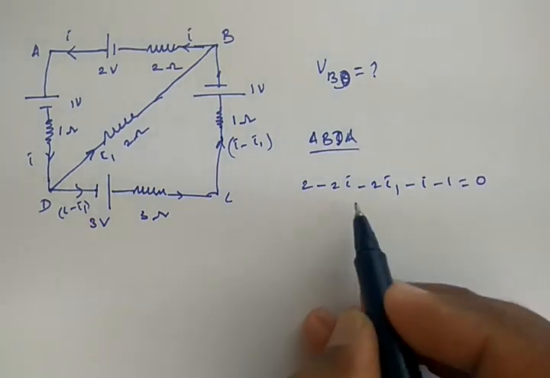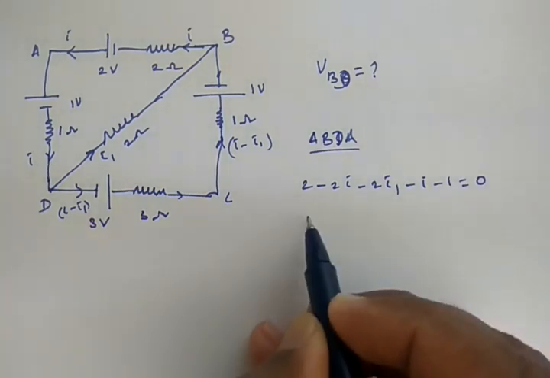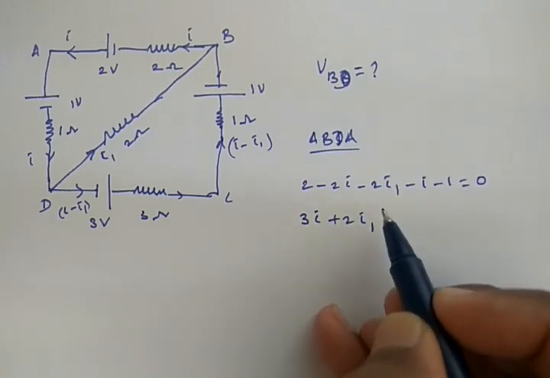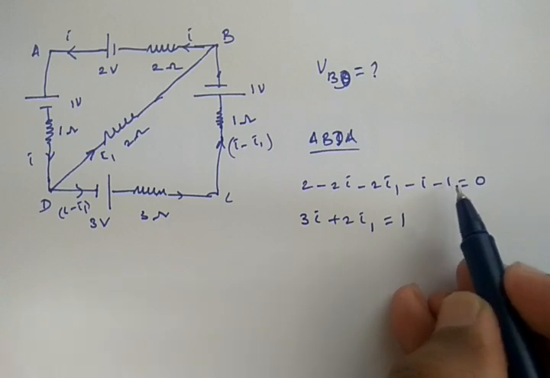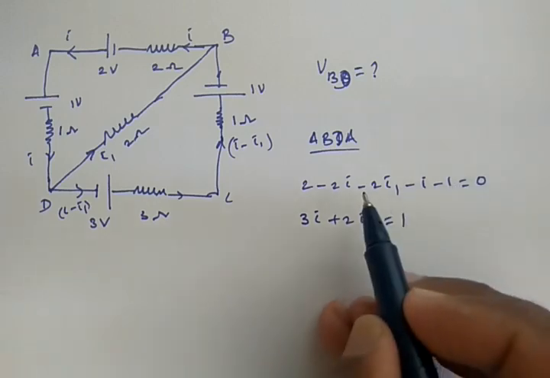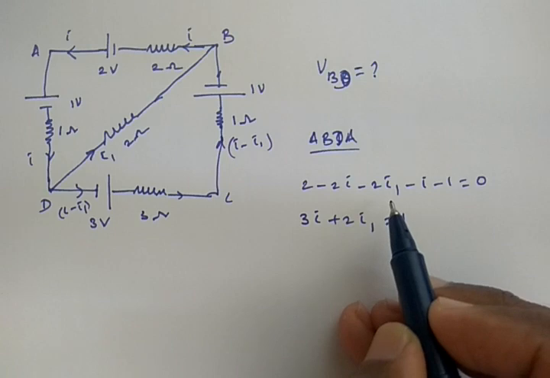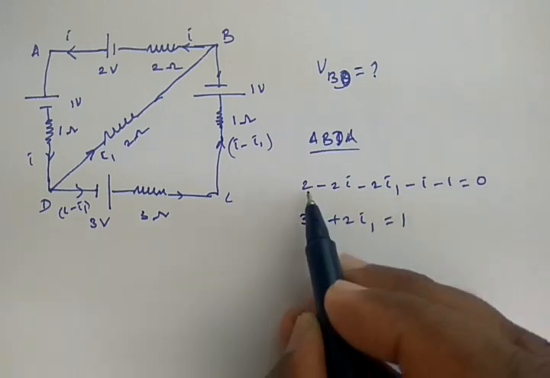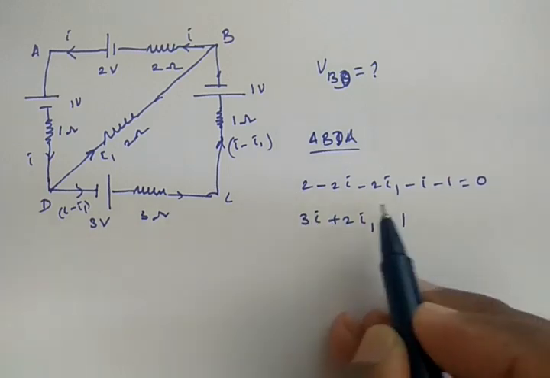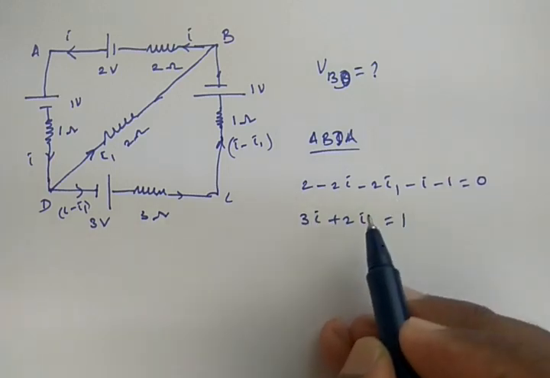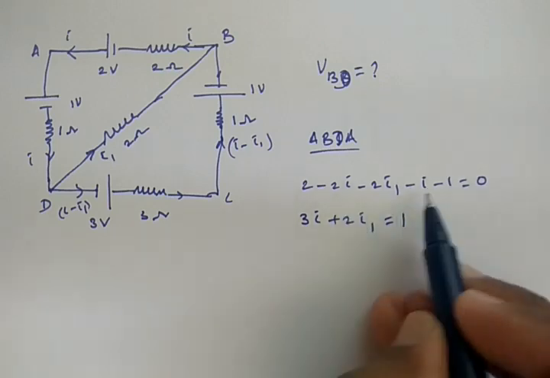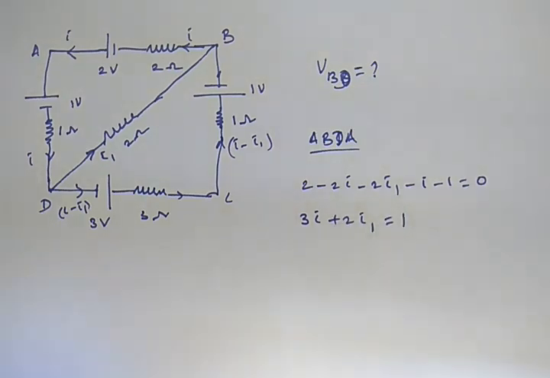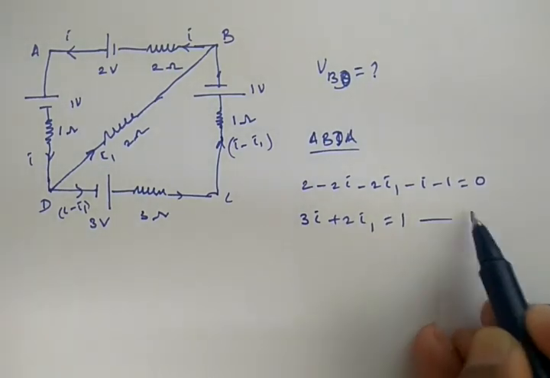So if you solve this, you get 3I plus 2I1 equals 1. Here 2 minus 1 is 1, and I minus 2I gives 3I, and this is 2I1. So let us take it as equation 1.